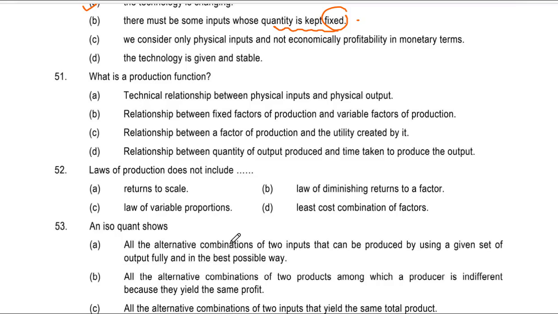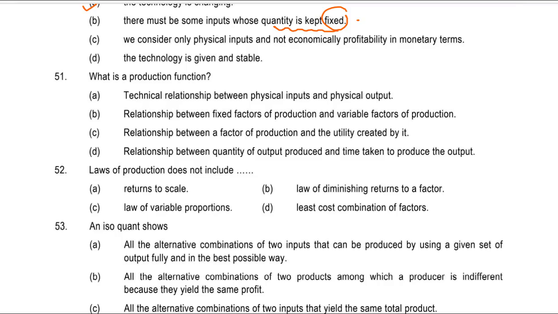What is a production function? A. Technical relationship between physical input and physical output. B. Relationship between fixed factor of production and variable factor of production. C. Relationship between factor of production and the utility created by it. Or D. That is relationship between quantity of output produced and time taken to produce the output.